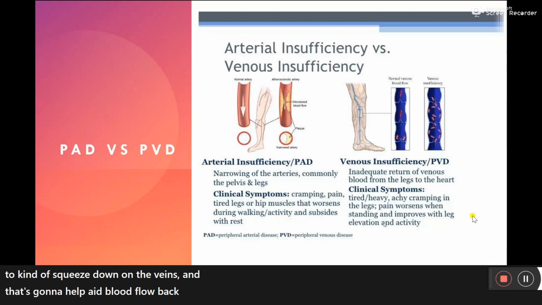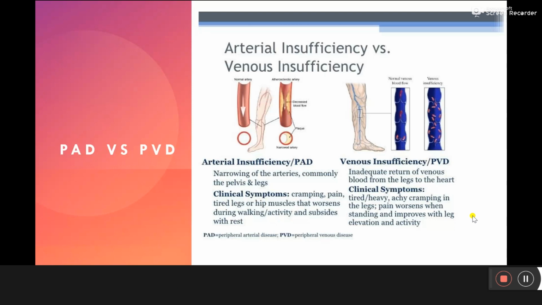Okay? So with peripheral arterial disease, the issue is ischemia. So we have cramping, leg pain, ischemic issues that usually subside with rest. With venous insufficiency, we have a hypervolemic issue in the lower extremities. And that's only going to really be relieved by elevating the legs and by gravity. It's going to help drive that blood towards the head. Or with the compression devices, it will help push and propel that blood towards the head. Okay? Any questions on the difference between PAD and PVD?